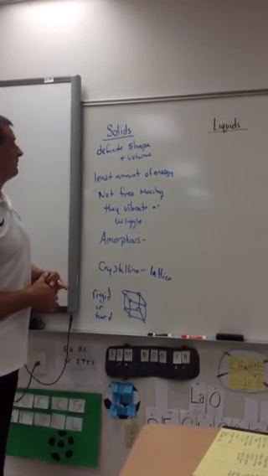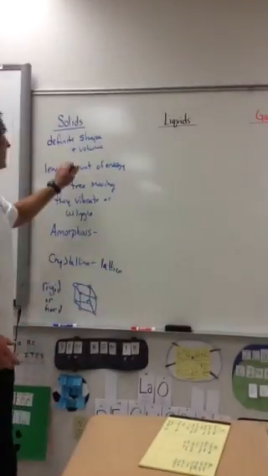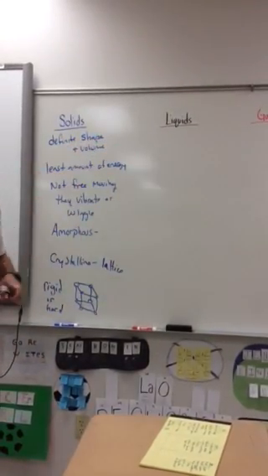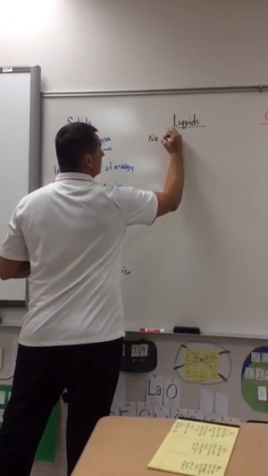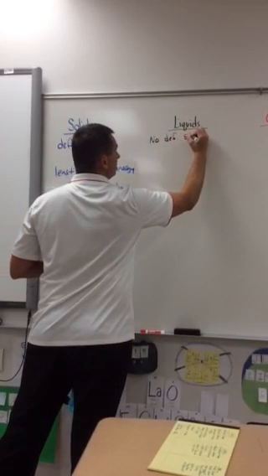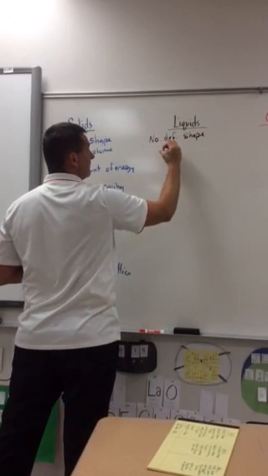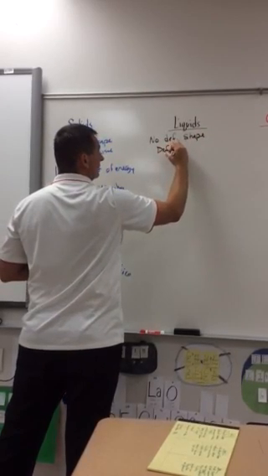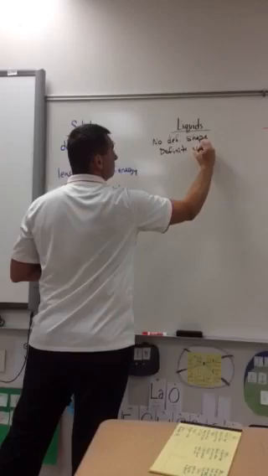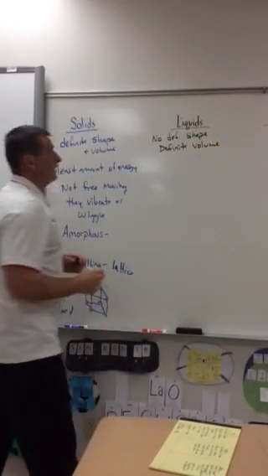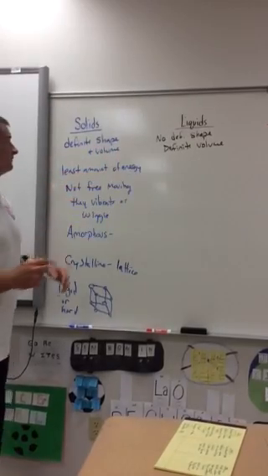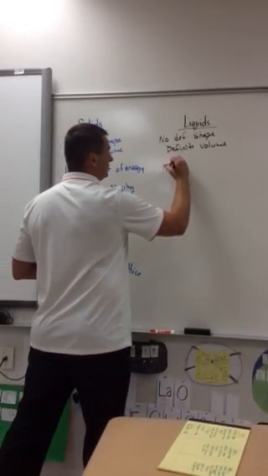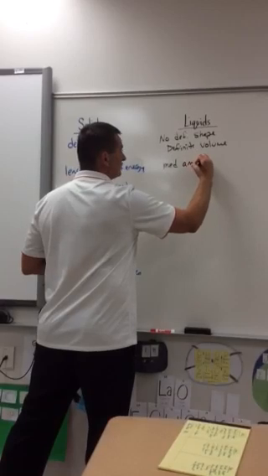And so how does that compare to a liquid? Well, a liquid has no definite shape. A liquid's particles take the shape of their container. So no definite shape, but they do have a definite volume, so you can always find the volume of a liquid. They have a medium amount of energy. We'll see that when we get to phase changes.